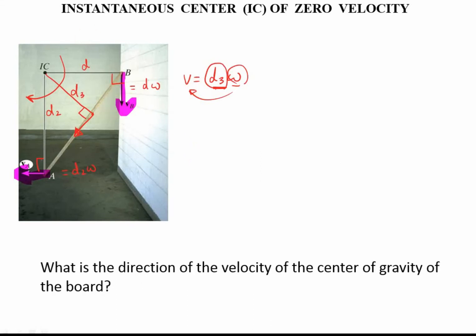So what if I want to find the velocity of the point here? Then you find the distance from here to here, and you just multiply by omega, and that should be the velocity of that point. How about here? Then you find the distance, and this should be your velocity. So your velocity is always perpendicular to that line you found, which represents the distance from IC to the point of your interest.